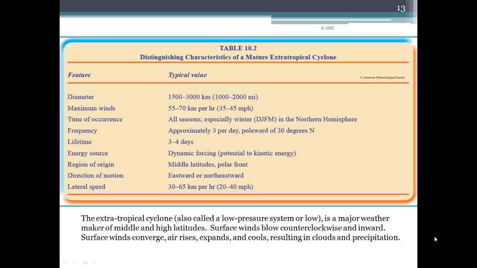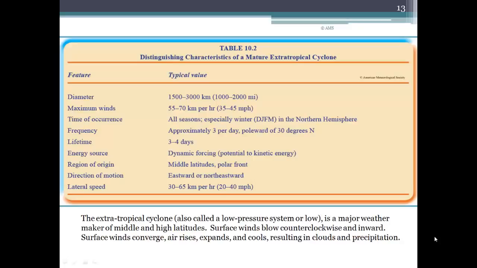per hour. They occur in all seasons, especially in winter in the northern hemisphere, and they happen pretty consistently. There's approximately 3 per day, poleward of 30 degrees north. So it's not just one that we're dealing with. We have a big country, so we can be dealing with several of these cyclones. They live for about 3 to 4 days. The energy source is the dynamic forcing. So there's that difference between warm air and cold air that's forcing the thing to live.